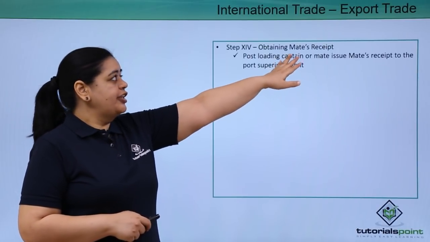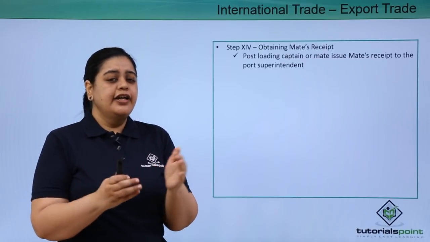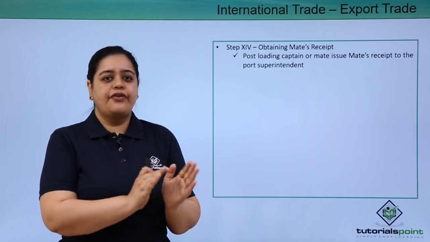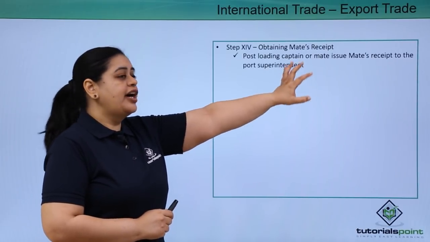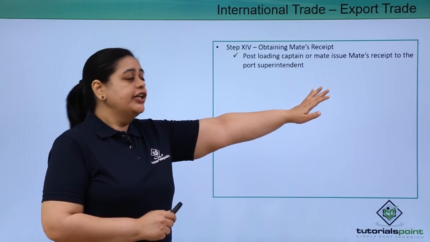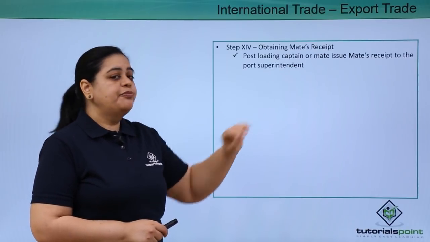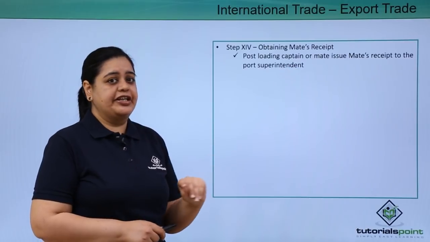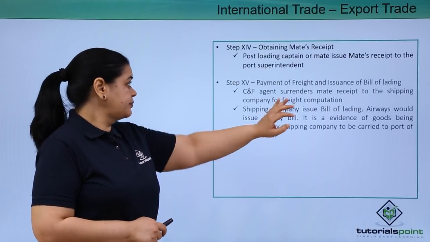Okay, now what is the next one? You have to obtain a mate receipt. Once your goods are at the port, they will start getting loaded in the ship. After the loading is done, the captain or the assistant, known as the mate, will issue a mate receipt to the port superintendent. Remember, this will be given to the superintendent of the port.